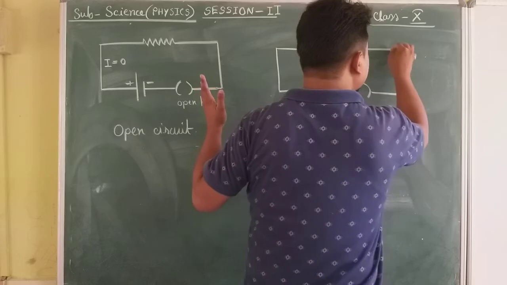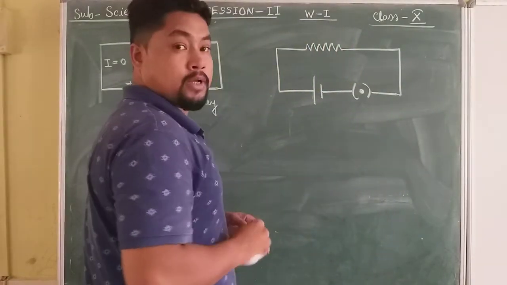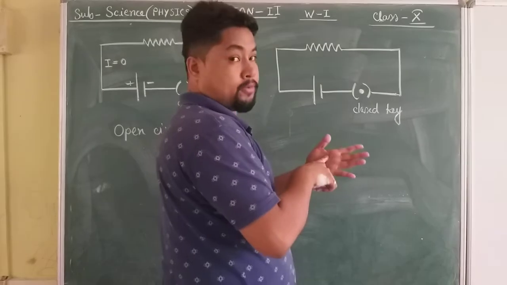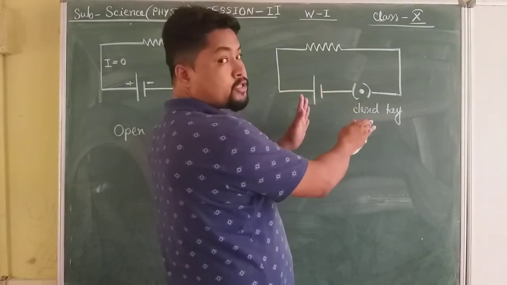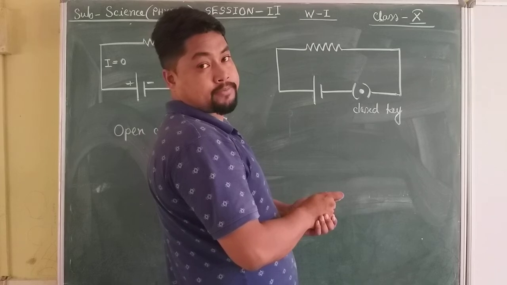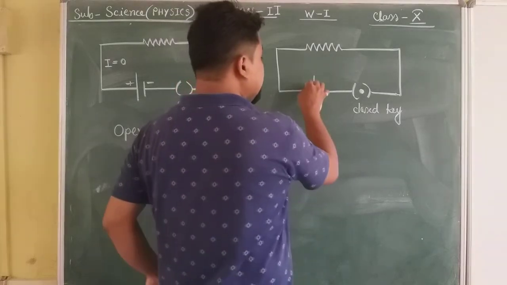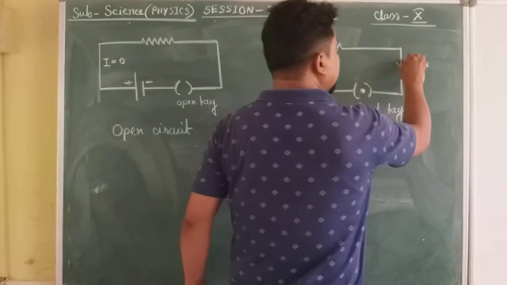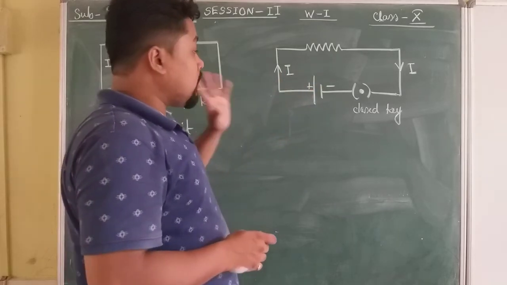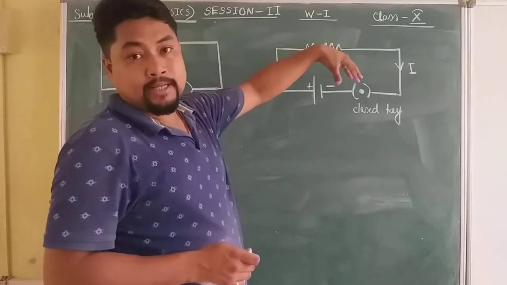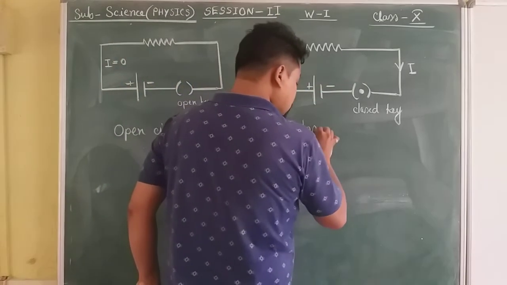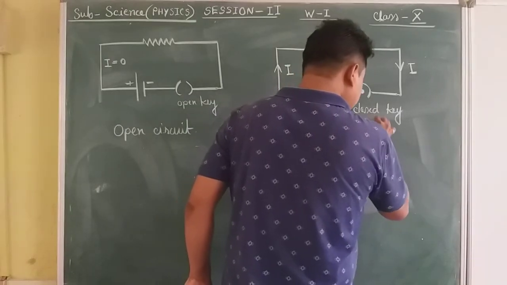If the key is closed in the same circuit, like this one, closed key, that means switch on. If the circuit is closed, then there is a current passing through the circuit, and the current is passing from the positive to the negative terminal of the supply voltage or the battery or the cell. Okay, and when a current is passing through the circuit, then the circuit is called what? Closed circuit. This one, closed circuit.